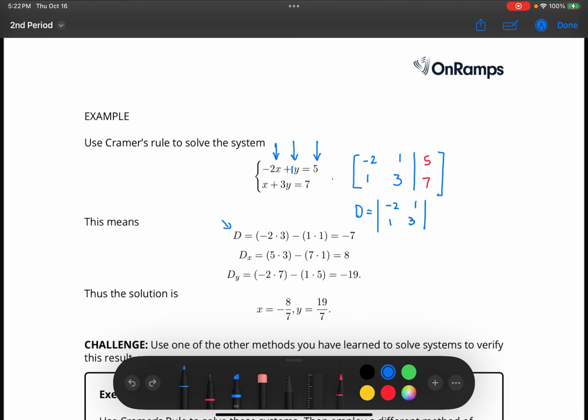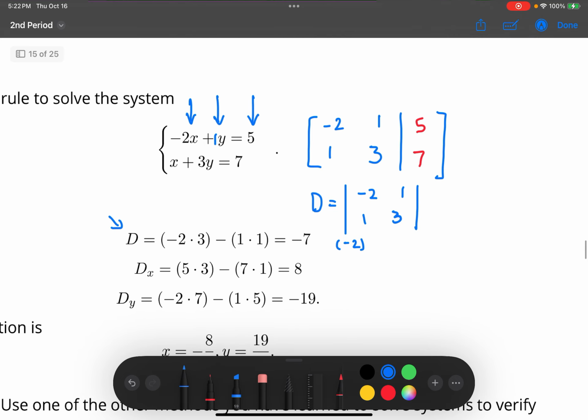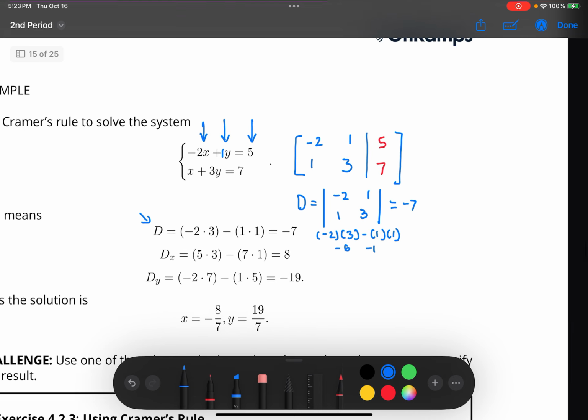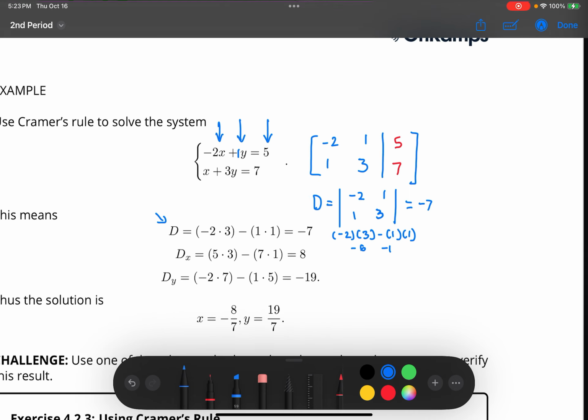So we have -2, I'm going to zoom in so you can see a little better, times 3 minus 1 times 1. If you do the math there, you end up with -6 minus 1, so you end up with a -7. So that's what we're going to do first. There's nothing different so far.